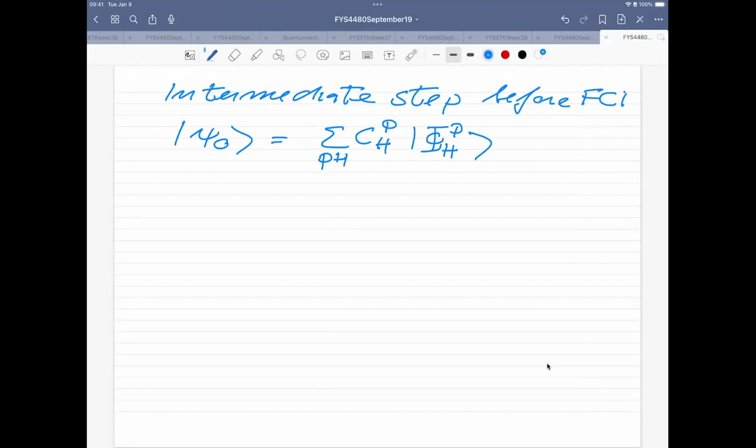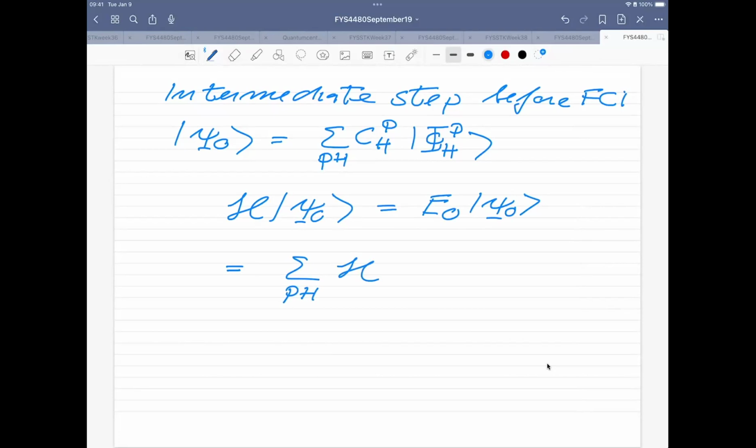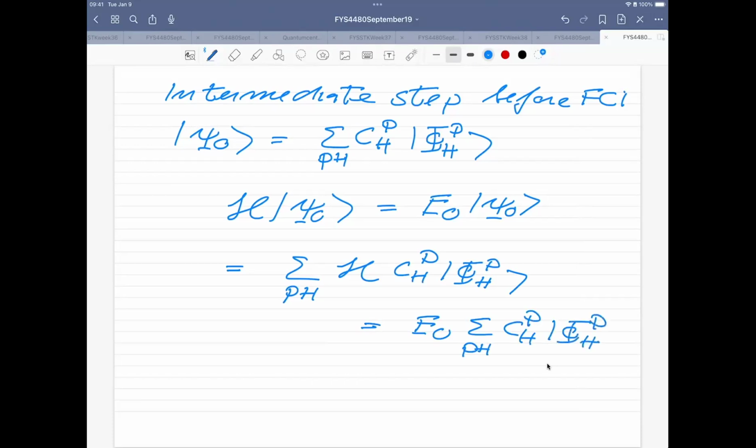So let's think of this as us building up a Hamiltonian matrix. What we're going to look at first is the action of H acting on psi 0. This is what we want, and this is going to be equal to E0 times phi 0. We don't know that one, but we are expanding this in the basis of these single-particle states. So this is given by the Hamiltonian H acting on the sum of C_hp phi_hp, and this is equal to E0 times the same sum over ph of C_hp phi_hp.